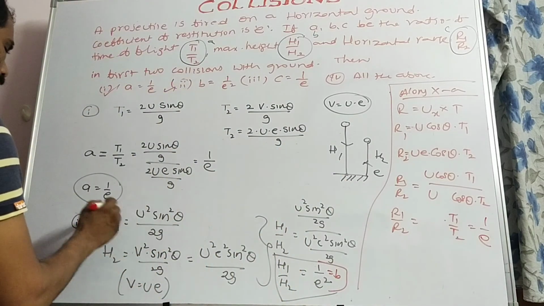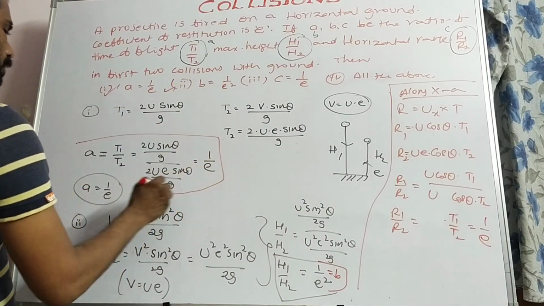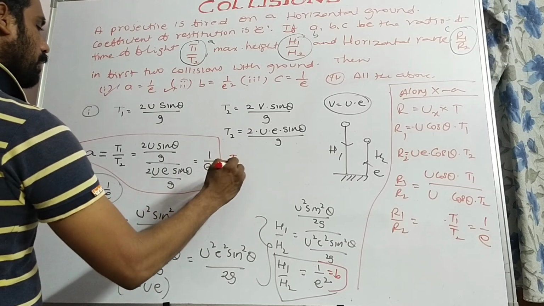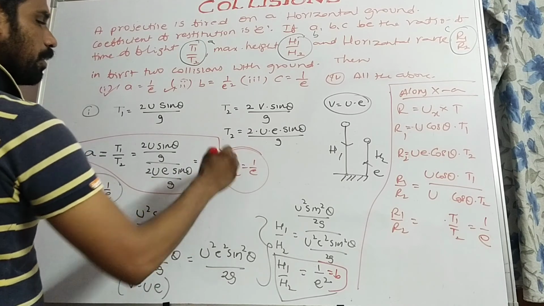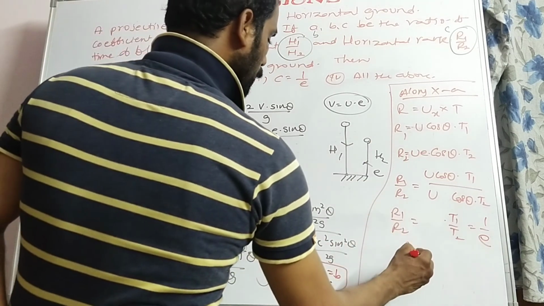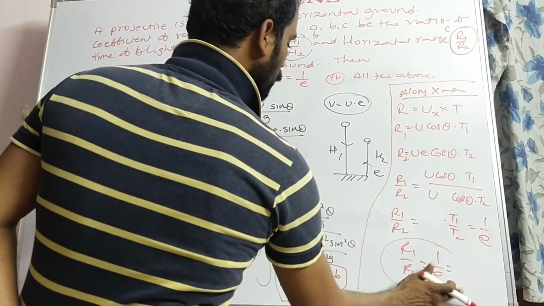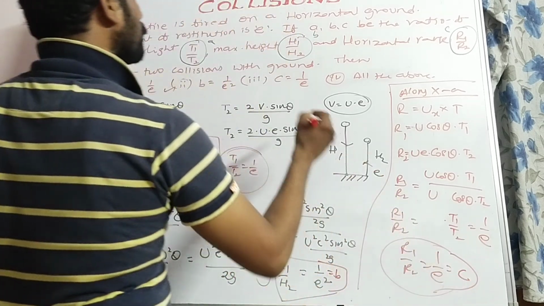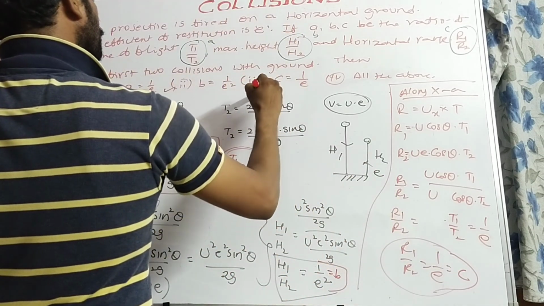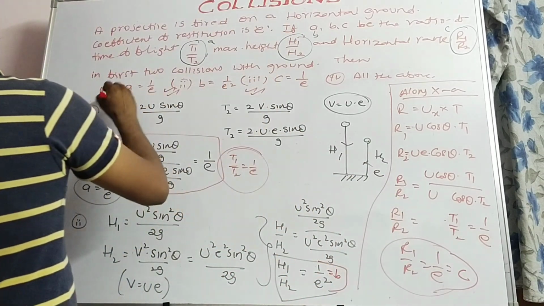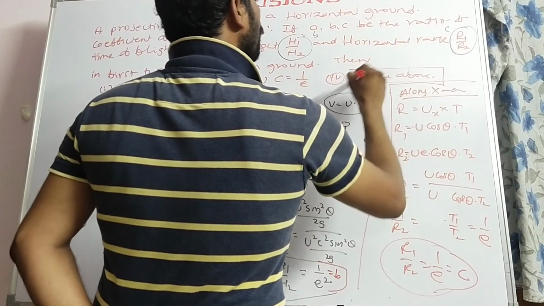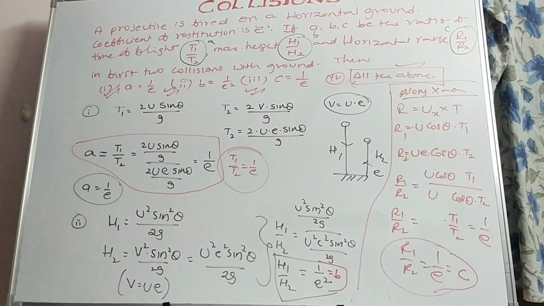Hence it is proved. That is, T1 by T2 is equal to 1 by e. So substitute here, then we get R1 by R2 also 1 by e. That is simply C. So C is equal to 1 by e, and B is equal to 1 by e square. So the correct option is all the above. Okay. Thank you.